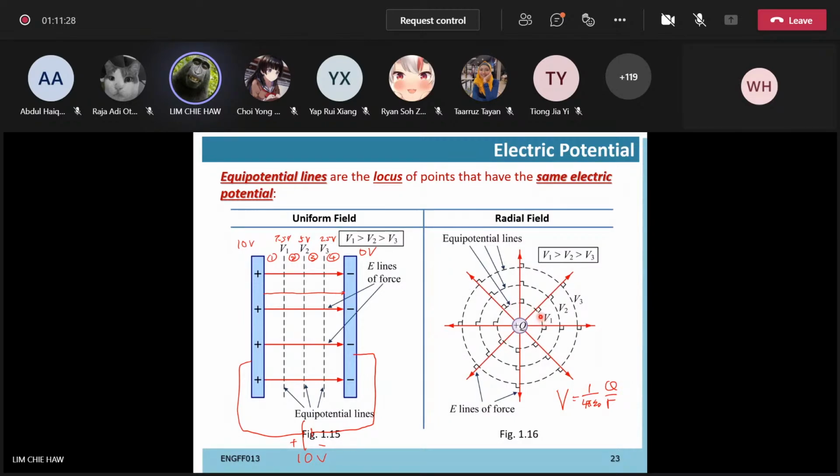If you increase the radius, let's say the second dotted line from the center, and you walk along here, you will have the same potential of V2, because this is the equipotential line for V2, and so on. Okay, understand what is going on? Okay, let's proceed to the next one.